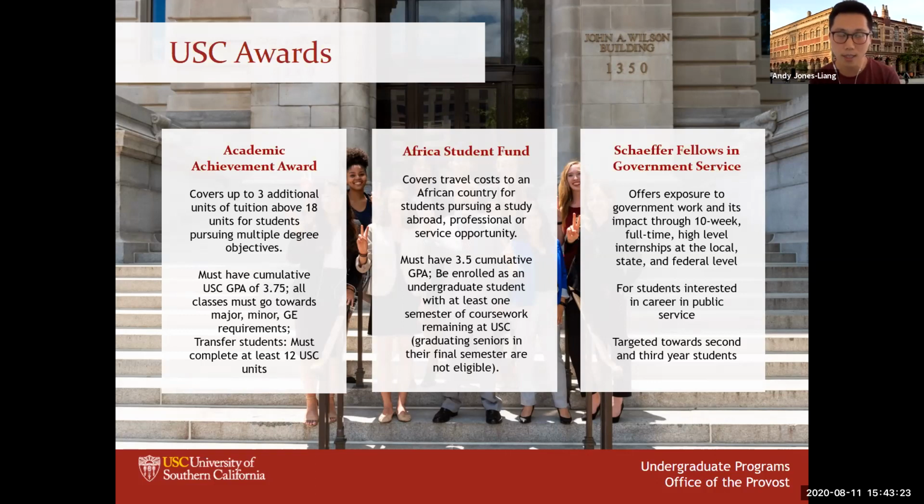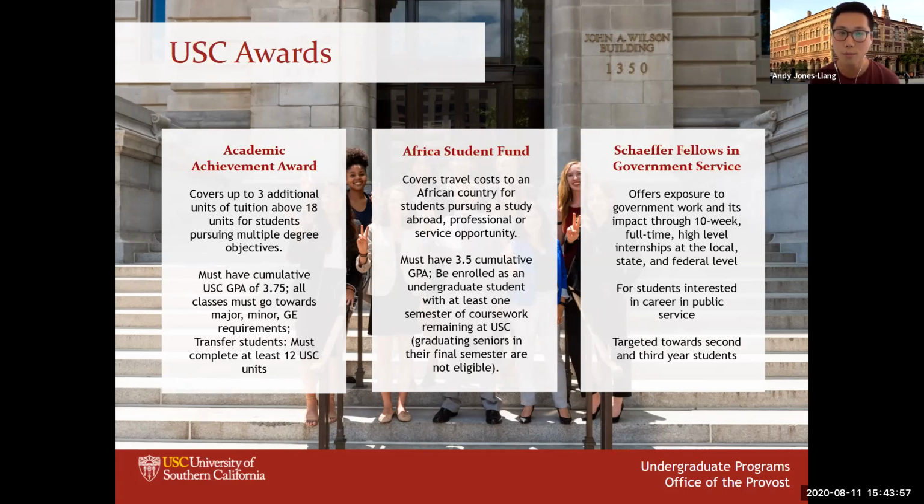So your standard tuition covers anywhere between 12 to 18 units, right? But if you decide to do a major and a minor, meaning that you have more classes to complete within the time allotted, we can help cover up to 3 additional units beyond the 18 units. So for a max total of 21 units, to fit all of your classes in the time that you need to still graduate on time. This does have a high threshold for GPA, 3.75 cumulative, and all the classes you take have to go towards major, minor, and GE requirements.